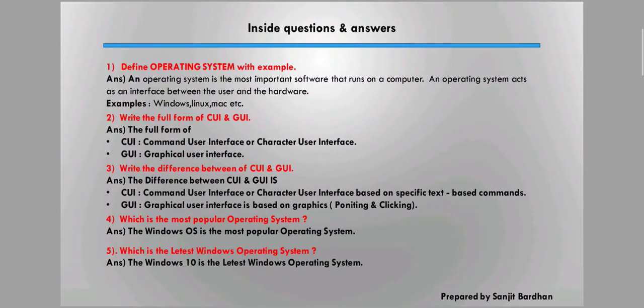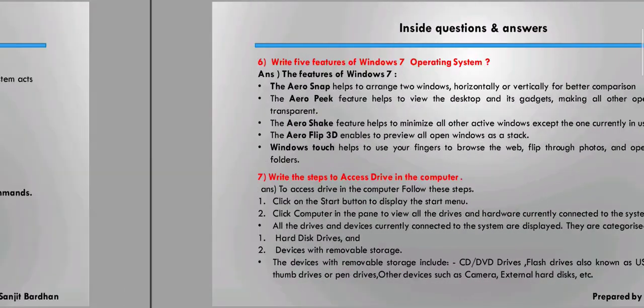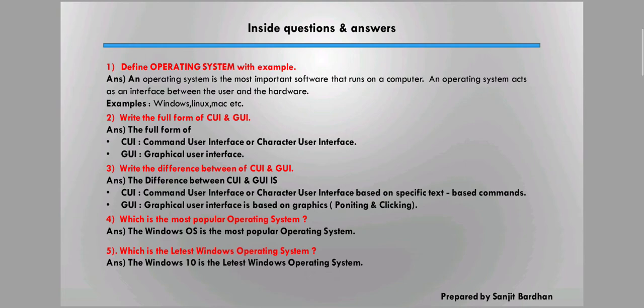Here are some question answers of the following chapter. You need to write all the question answers and learn these question answers in your computer copy. These are the inside question answers of this chapter. Okay, the total number of questions is 9. The last question is the steps to create a new folder in a computer. Write the steps to open a new Windows Explorer. These are the questions of this chapter. You need to write them in the computer copy, and also learn the question answers.